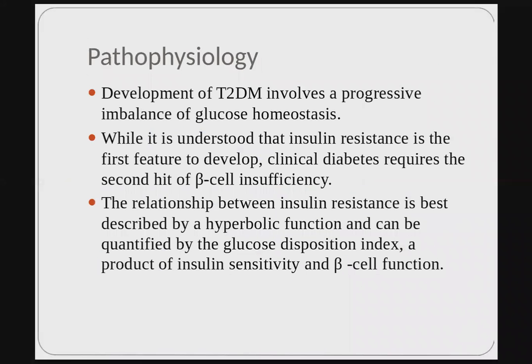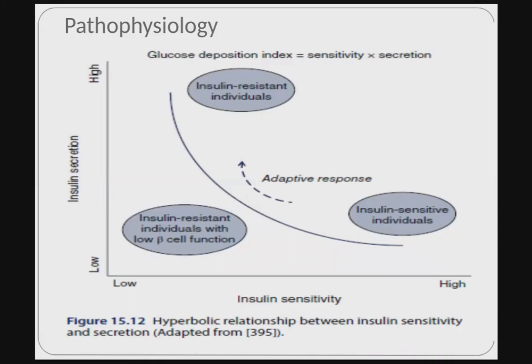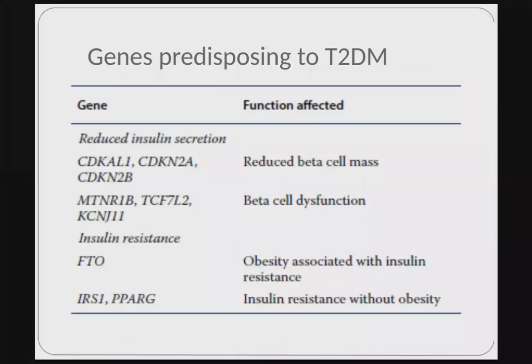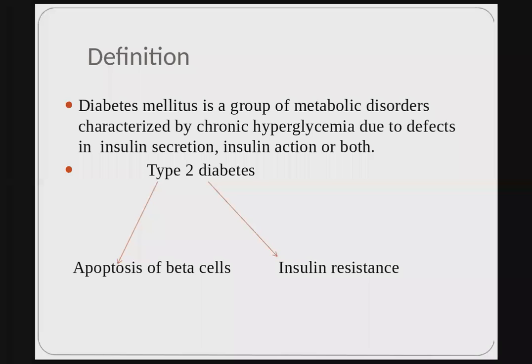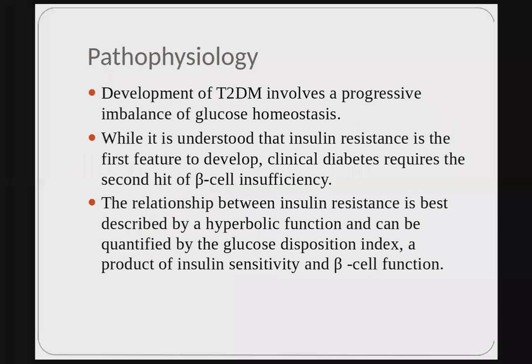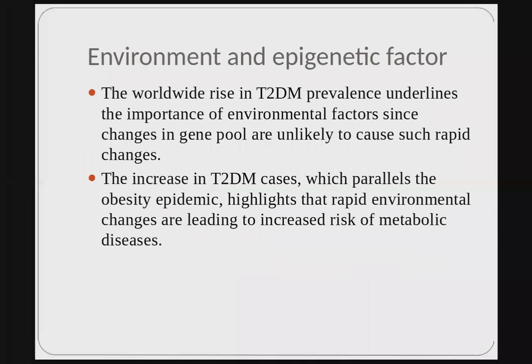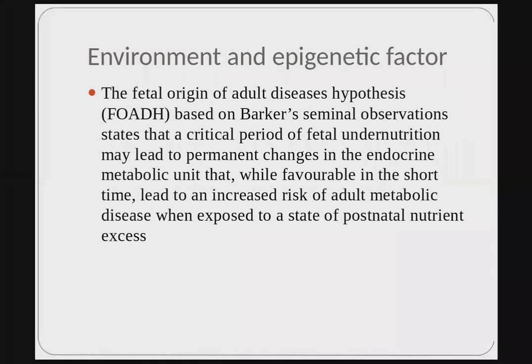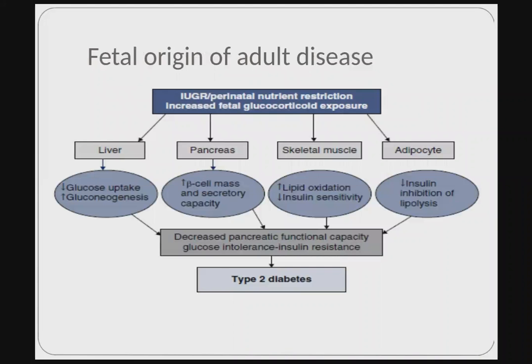So the criteria for diagnosis of diabetes: the first is classic symptoms of diabetes or hyperglycemic crisis with plasma glucose concentration greater than 11.1 millimole per liter, or fasting glucose greater than 7.0 millimole per liter, or 2-hour post-load glucose greater than 11.1 millimole per liter, or HbA1c greater than 6.5%.